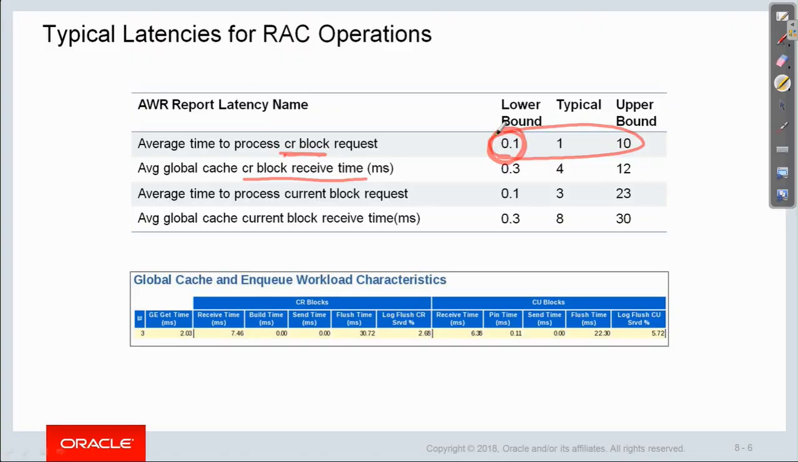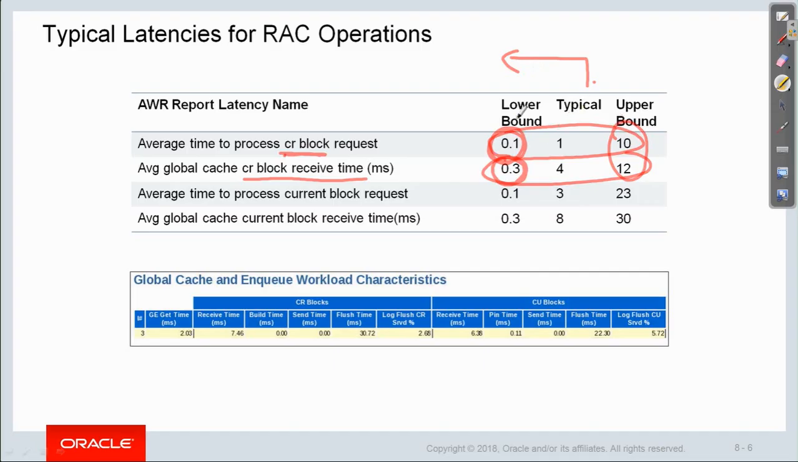And also after the request, the message must be processed, and then the block will be returned back to the requesting instance. So to receive this block, it may take this amount of time. But most likely this is a more common observation. Okay, so from typical to lower bound, this range is better than physical I/O. So even though we have some extra processing, it is still better than physical I/O. Okay, and the upper bound is also about the same as the physical I/O, but mostly you will see typical to lower bound.